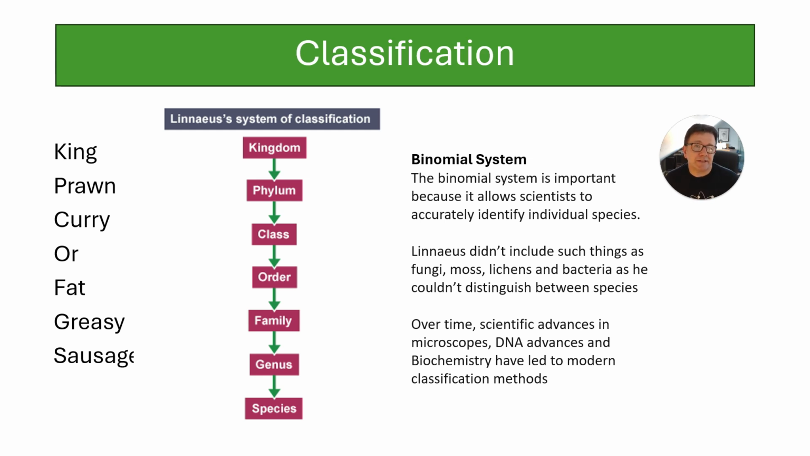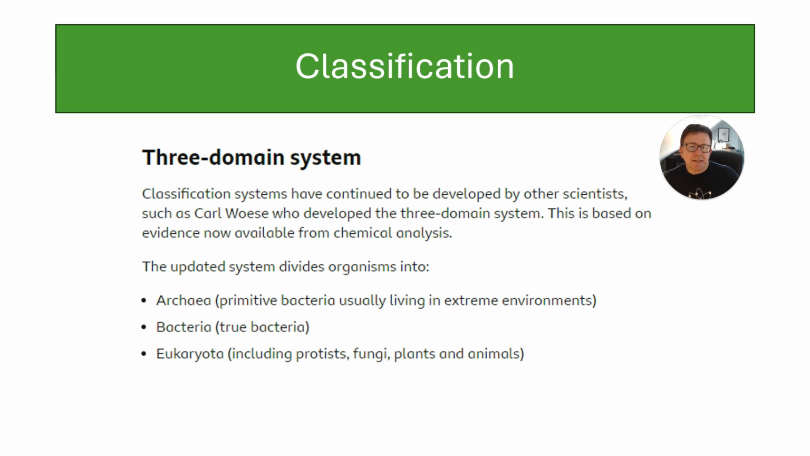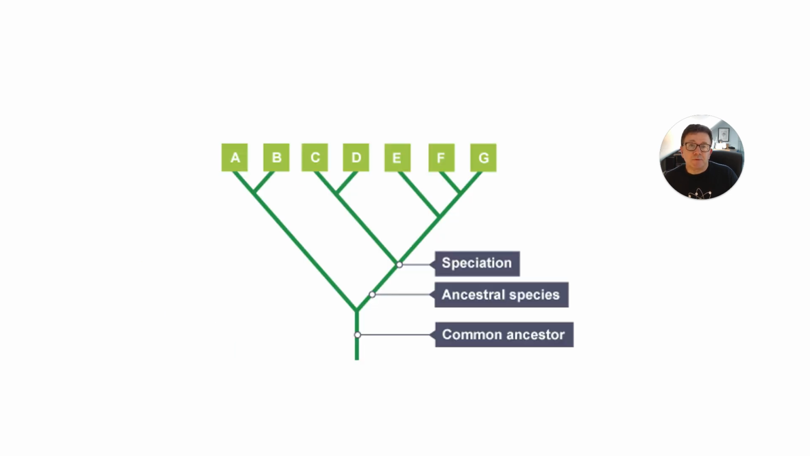And over time, scientific advances have improved, so biochemistry, microscopes, DNA advances, and so we ended up with the 3-domain system. I think the 3-domain system you probably need to know for higher tier, more than foundation. The system is divided into what we call archaea, bacteria, and eukaryota. They might also ask you to look at evolutionary trees. For example, C and D are more closely related together than they are to B. If you want to find out their ancestral species, you need to go all the way back, and the common ancestor is right at the beginning of the tree.